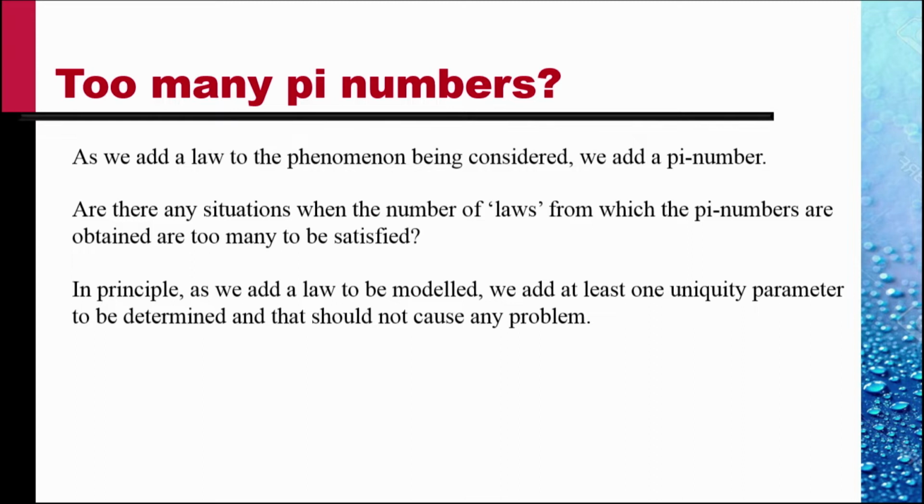In principle, as we add a law to be modeled, we add at least one uniquity parameter to be determined, and that should not cause any problem. But in actual practice, the situation is a little more complicated. The uniquity parameters are usually material properties, and it is not easy to tailor material properties to our requirements.